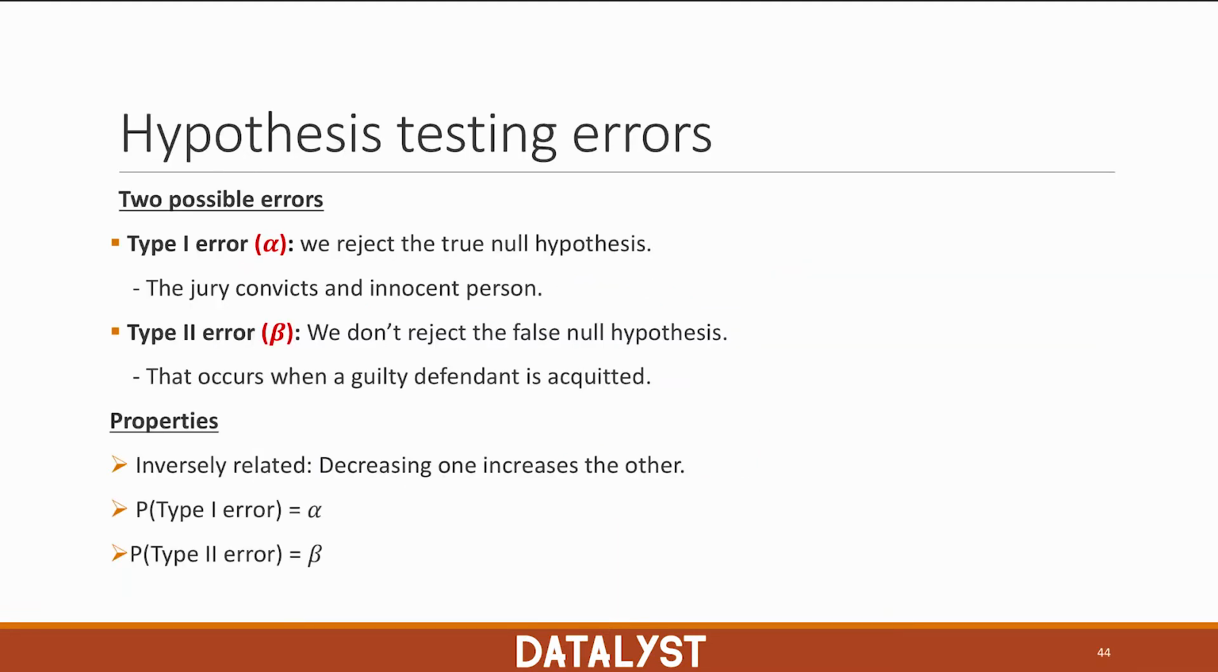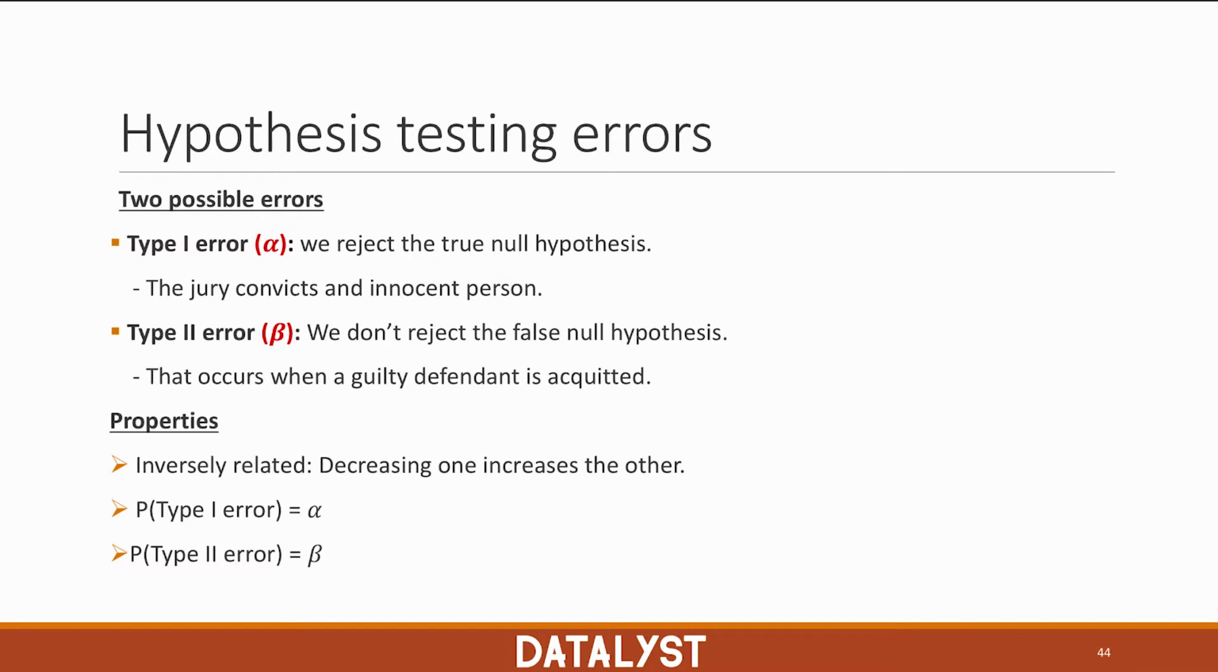So there are different kinds of errors that can take place when doing hypothesis testing. One kind of error is type 1 error, which is the error that we reject the null hypothesis when the null hypothesis is indeed true. So let's say you are in the context of a court of law, and if the jury convicts an innocent person, this could be a type 1 error. Type 2 errors exist when we don't reject the null hypothesis, which is false. This occurs when a guilty defendant would be acquitted.